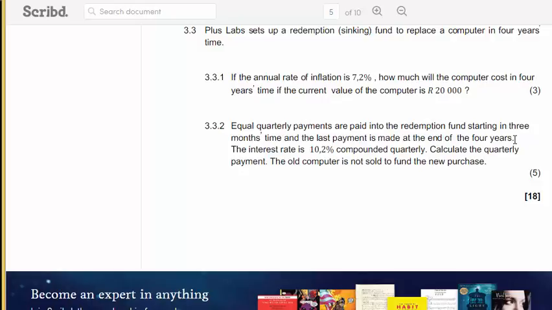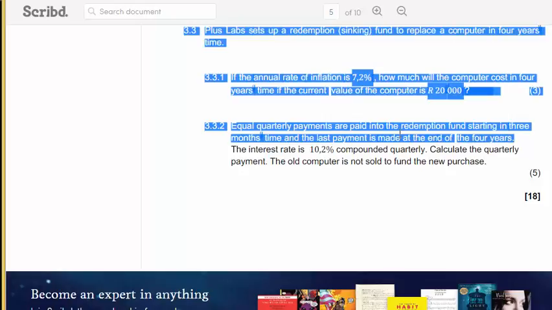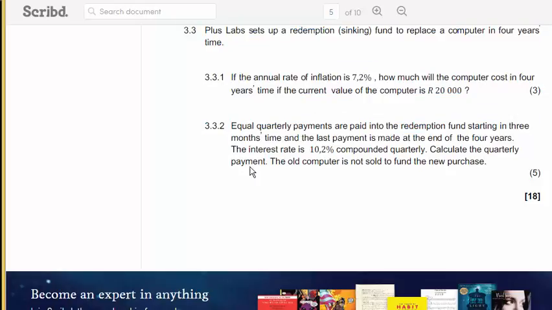That's just a normal situation. If I make annuity payments for 1 year, I start in 1 month's time and I make my last payment at the end. It sounds confusing, but this is the normal situation. The interest rate is compounded quarterly. Calculate quarterly payments. The older computer is not sold to replace the new purchase. Usually in a sinking fund we sell the old one, and that gives us less money that we have to make up. But here they say we're not going to do that. We're just going to immediately start saving the total amount that we need.